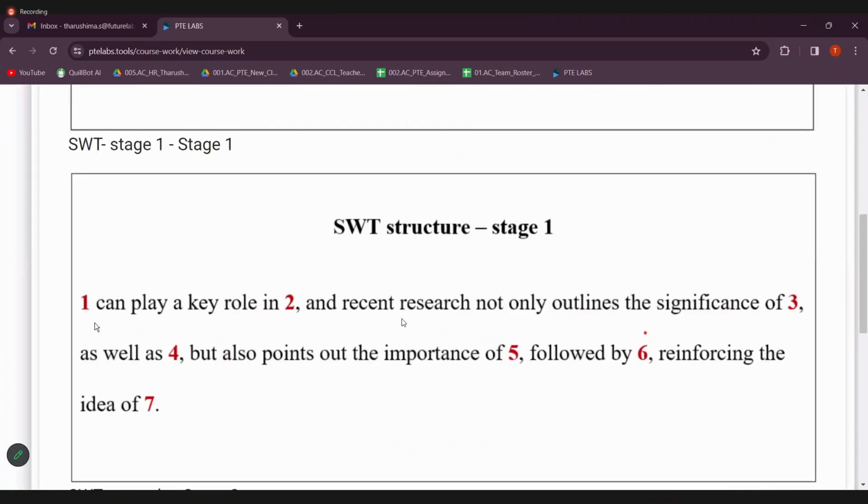This is the structure. So you have to learn this by heart, like this. One can play a role in 2, and recent research not only outlines the significance of 3, as well as 4, but also points out the importance of 5, followed by 6, reinforcing the idea of 7, full stop. You have to learn this by heart as it is.